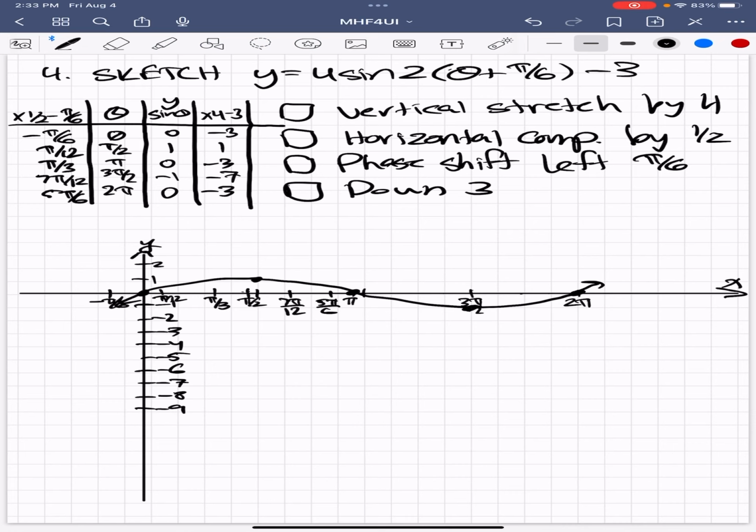Then we have 3. Oh, remember, we have negative pi over 6 and negative 3. We have pi over 12 and 1. We have pi over 3 and negative 3. We have 7 pi over 12 and negative 7. And we have 5 pi over 6 and negative 3.